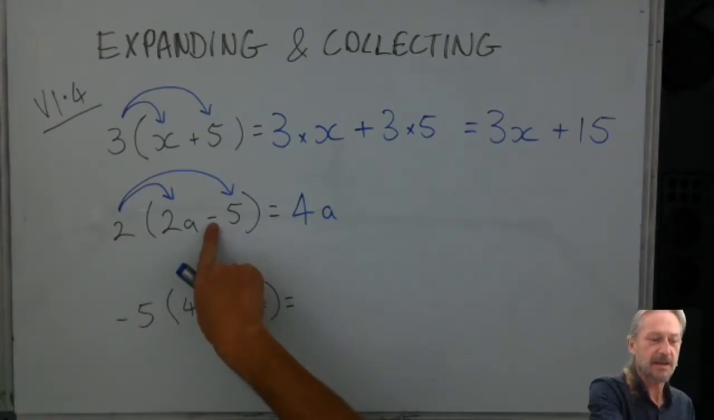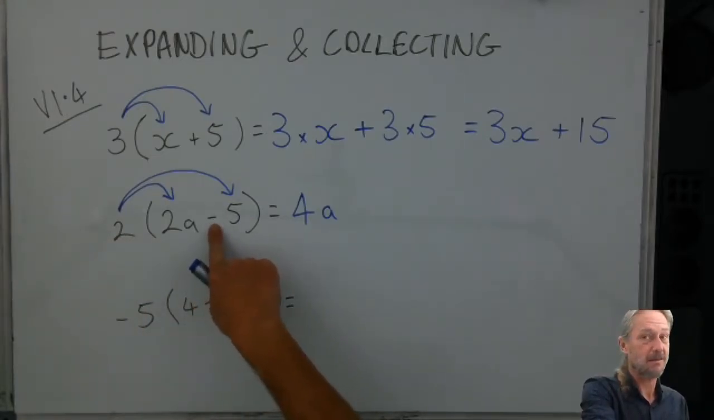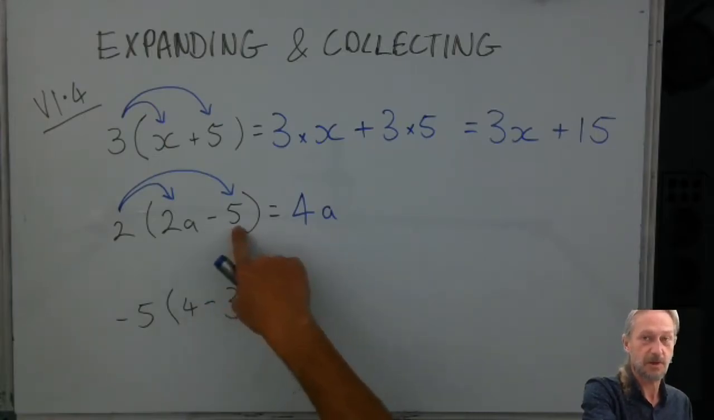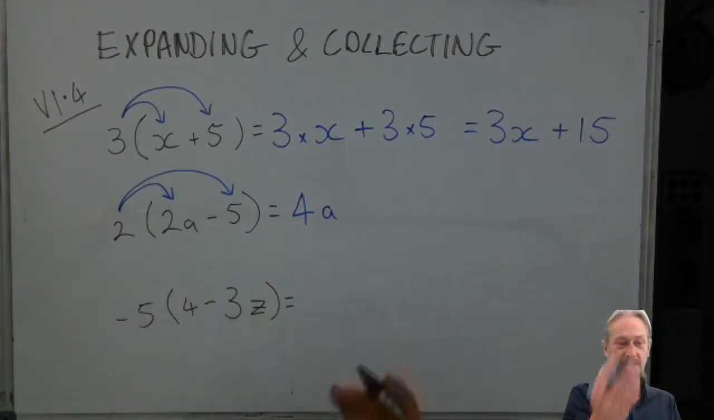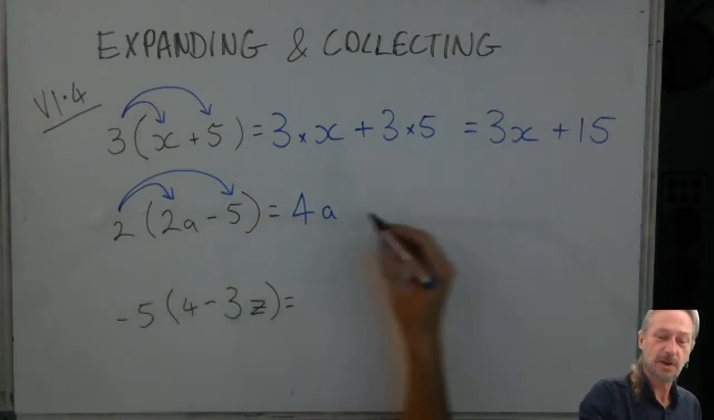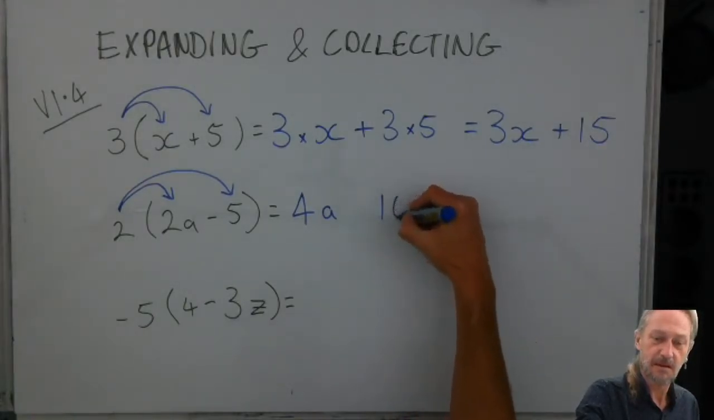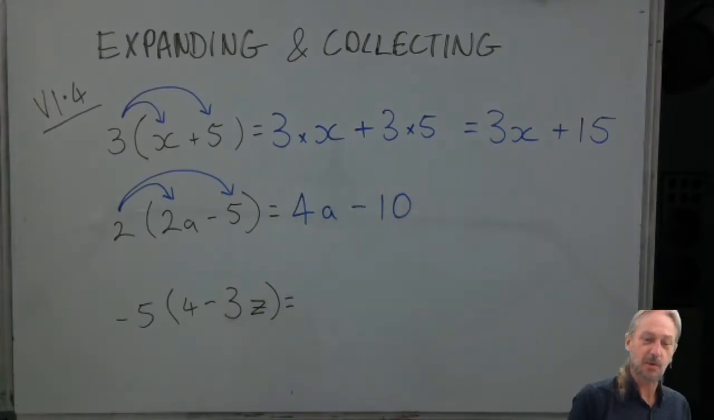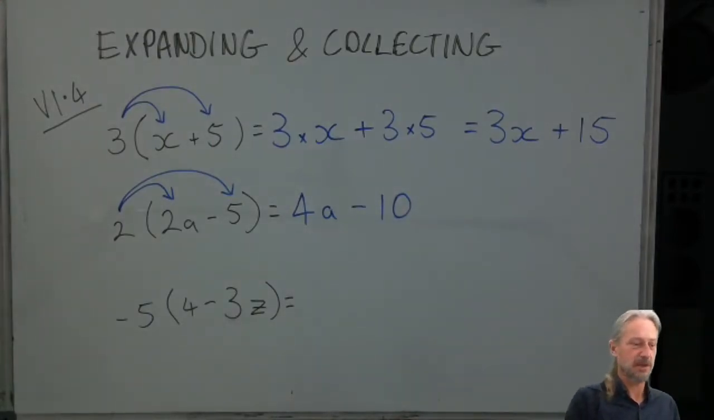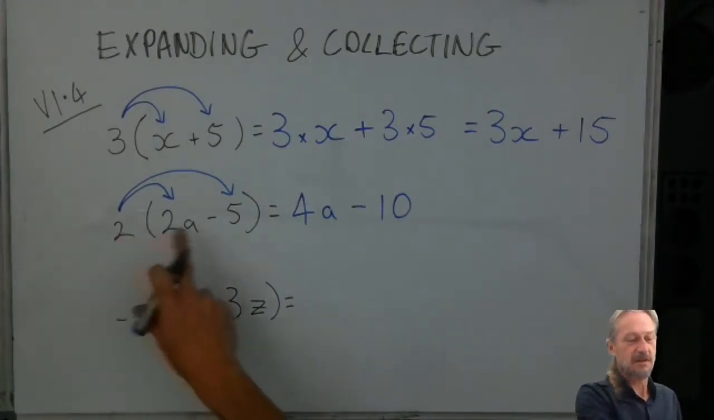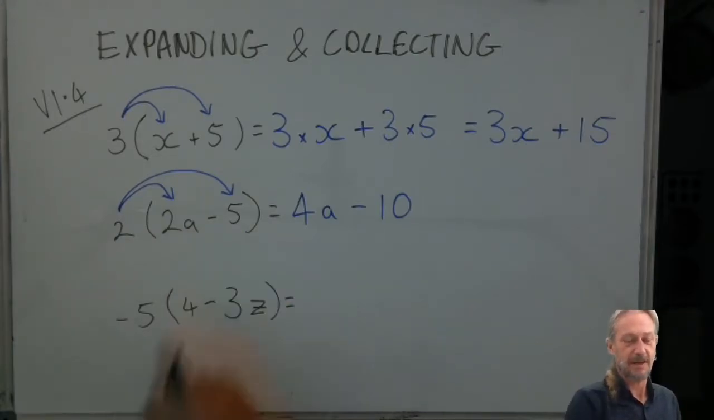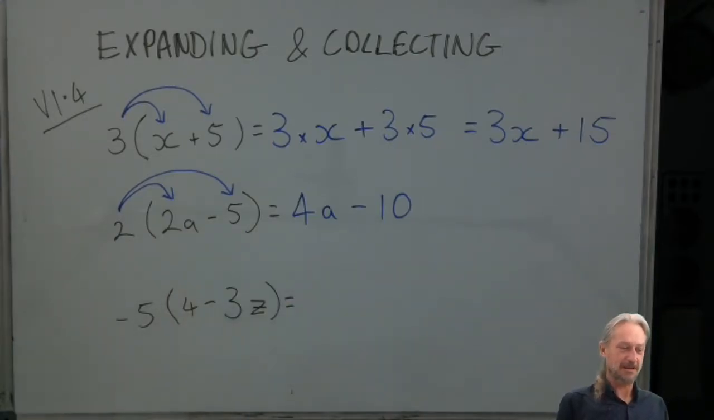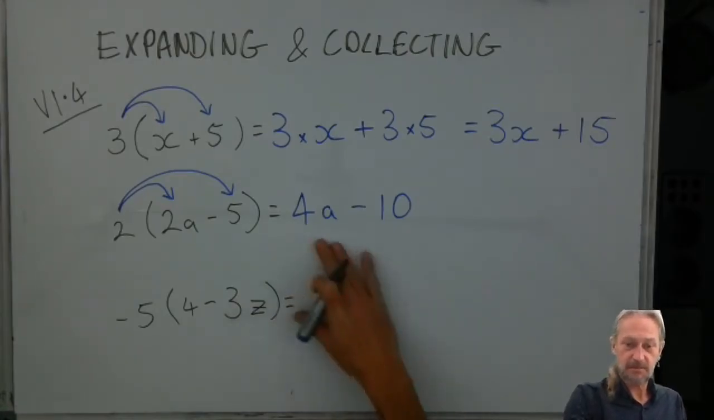And then this is a positive. Think of this as the same as adding a negative, subtracting a positive. They're interchangeable. So we've got 2 times 5 is 10. And because that's subtracting, we keep that. Because a positive and a negative, we're still going to end up with a negative. Okay, so that's essentially it.